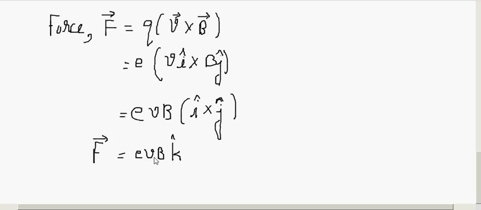Therefore, force acts along plus Z direction. k we got, so therefore the force acts along the positive Z direction.